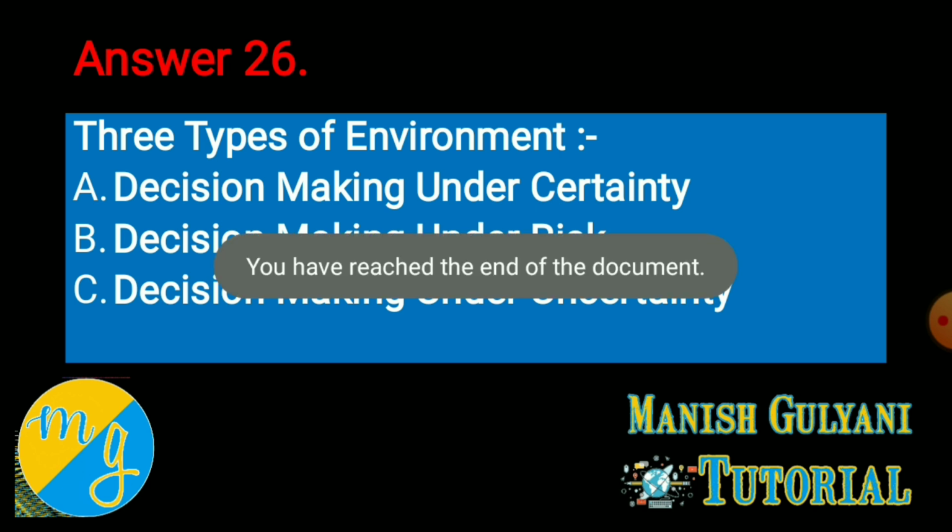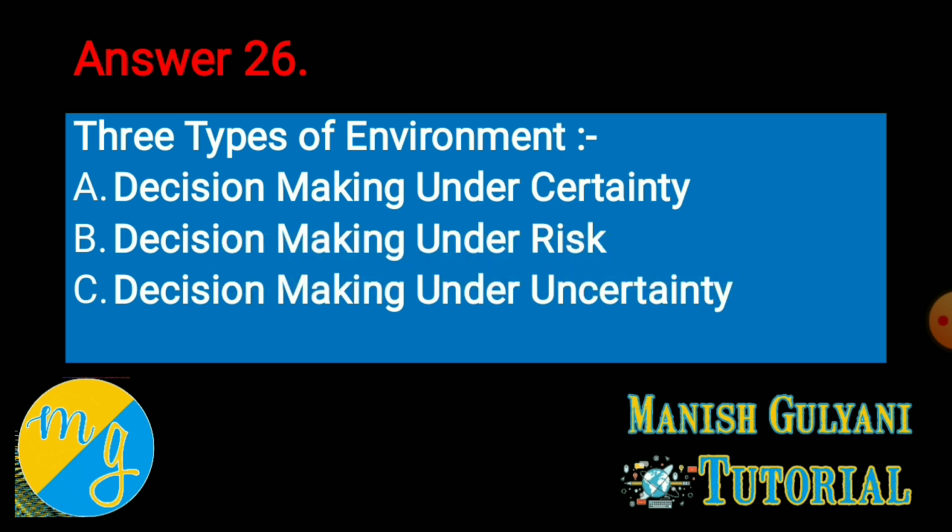Next one is decision making under uncertainty. It simply means that under this type of environment, the decision maker has incomplete, inaccurate knowledge of each and every alternative, plus there are multiple possible outcomes of each alternative. Now the question arises in your mind: what's the difference between under risk and under uncertainty? Because the meanings are the same. Under risk, incomplete, inaccurate knowledge; under uncertainty also. Under risk, multiple possible outcomes; under uncertainty also.